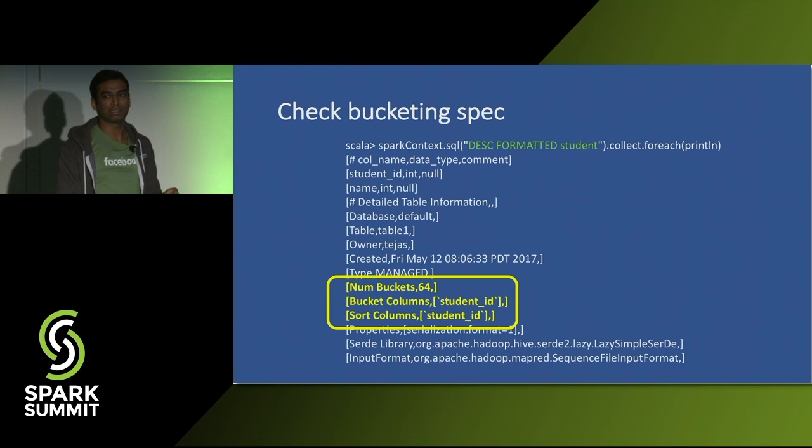Now, if someone says, hey, I've already bucketed this table for you, you can go and check the bucketing properties of the table. To do this, you need to do DESCRIBE FORMATTED on the table. In the output, you can see that this example table has 64 buckets, and it's bucketed and sorted on the student ID column.